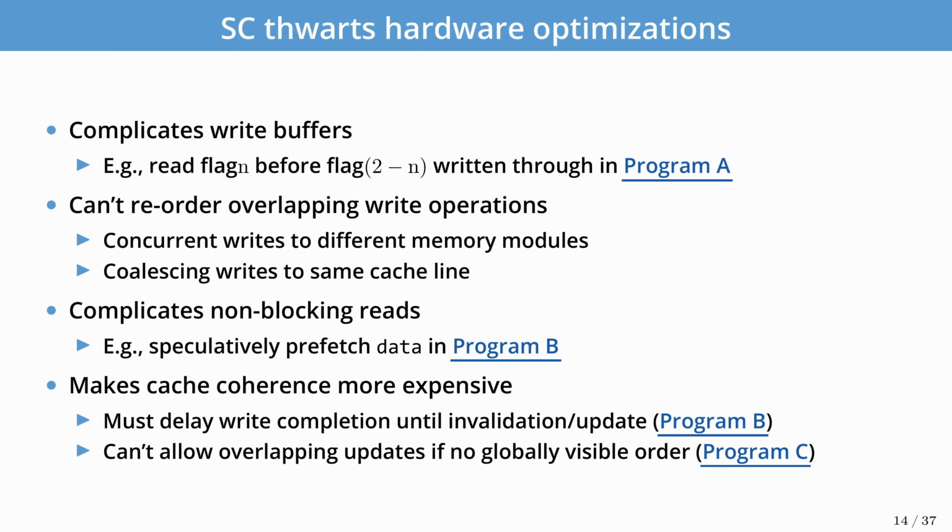Third, it complicates a lot of non-blocking reads, either speculatively prefetching or even code prefetching of data. And lastly, it makes cache coherence more expensive. It's going to complicate the protocol that's required to synchronize the reads and writes to memory between all of the cores in a processor.